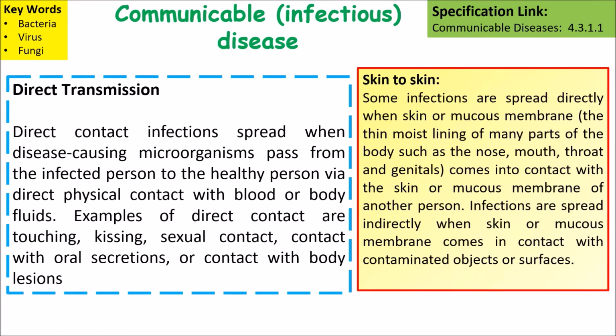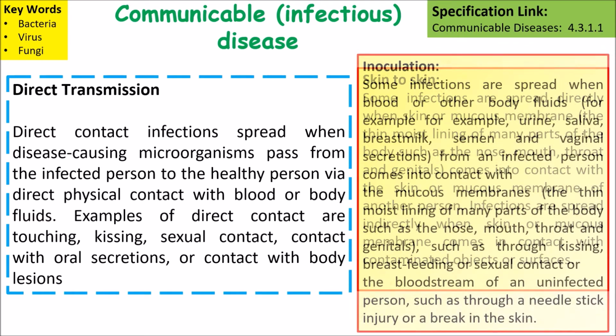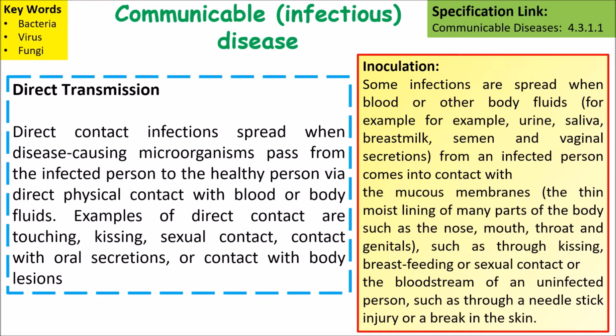Skin to skin: some infections are spread directly when the skin or a mucous membrane, that's the thin lining of many parts of the body, comes into contact with an infection. Some infections are spread when blood or other body fluids from an infected person come into contact with an uninfected person. So the mucous membranes, such as the throat or the inside of the nose, come into contact with the infectious agent directly from somebody else's blood, for example.